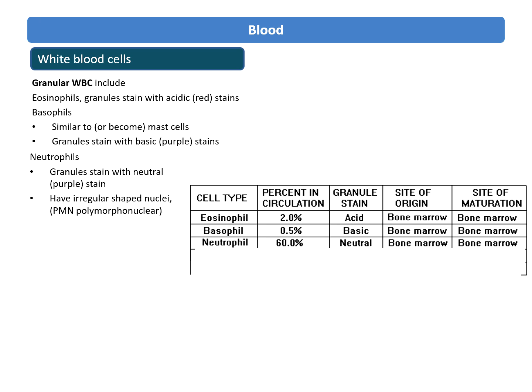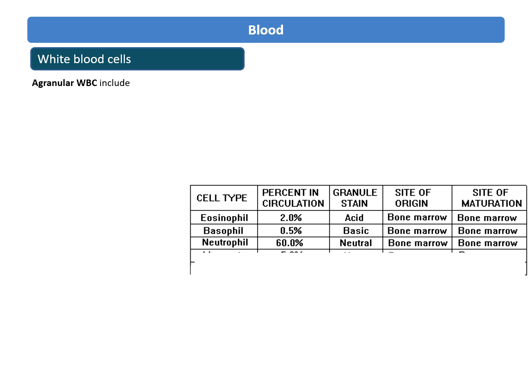Granular white blood cells have irregular shaped nuclei, so sometimes they're called PMNs, or polymorphonuclear white blood cells. Note that these cells arise from the bone marrow and mature in the bone marrow.